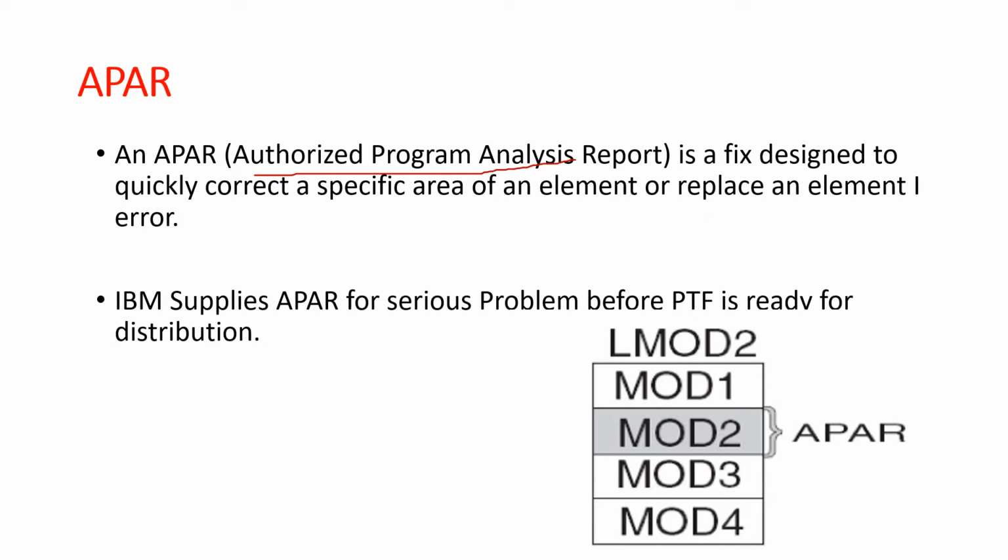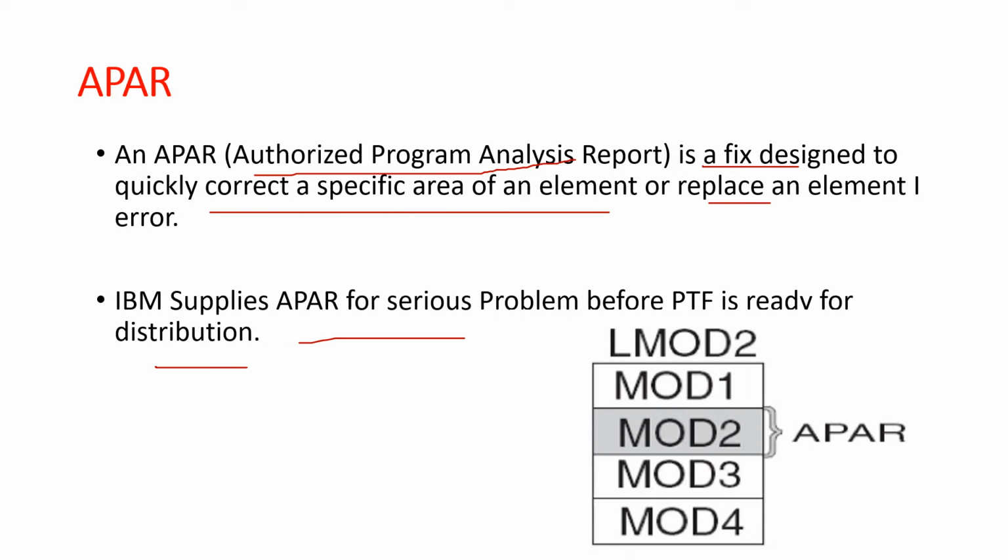APAR is a fix designed to quickly correct a specific area of an element or replace an element in error. So you can install an APAR SysMod to implement a fix and thereby update the incorrect element. IBM supplies APARs for serious problems before a PTF is ready for distribution.